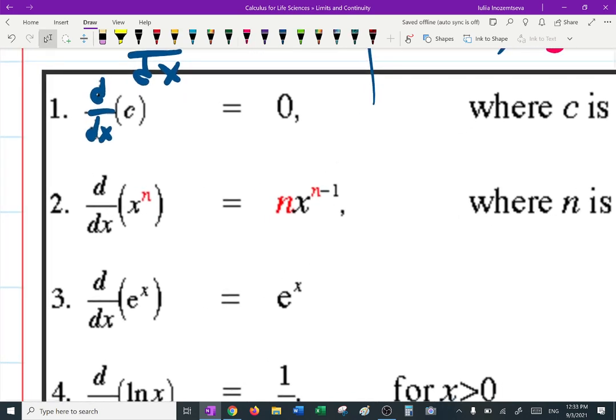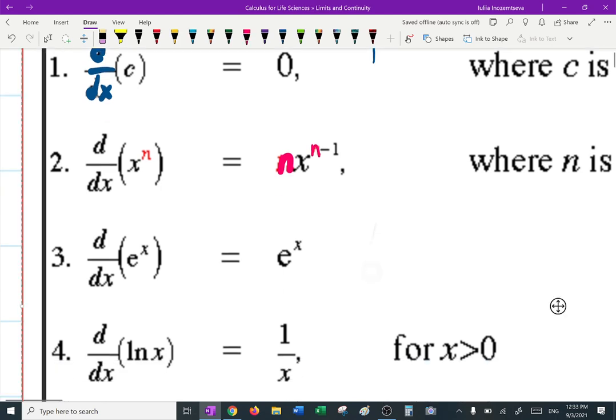When you differentiate exponents, in this case polynomials, x to the n, what happens is you take n, put it down, multiply, and then decrease n by 1. Decrease n by 1. So we're going to practice this right now quite a lot. It will be fun.